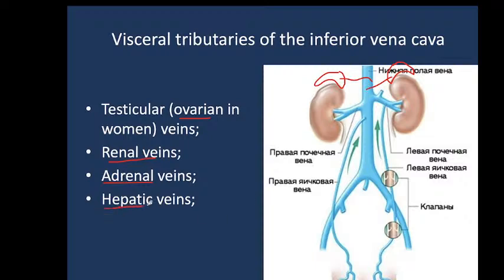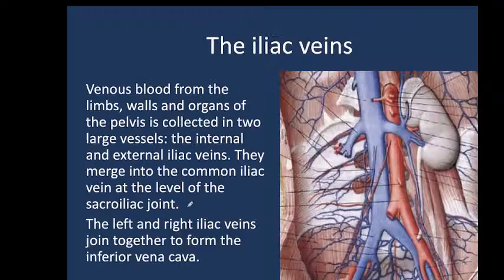And very important veins as tributaries of the inferior vena cava are the hepatic veins. These are the veins coming from the liver after blood was detoxicated inside the liver. It forms hepatic veins, usually 3 or 4, and these veins transfer blood into the inferior vena cava.